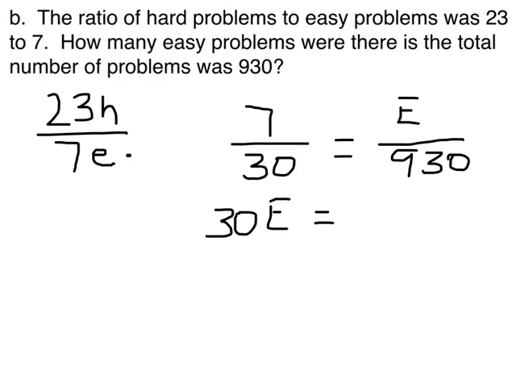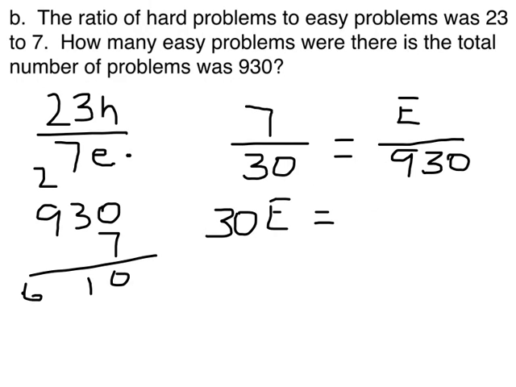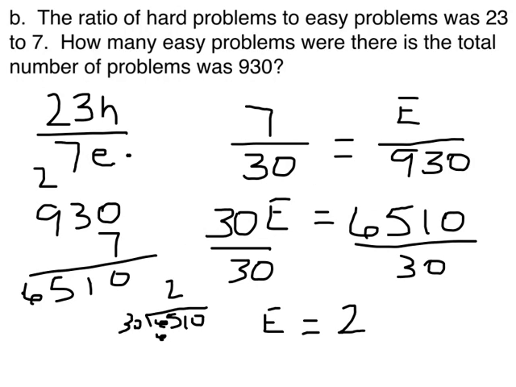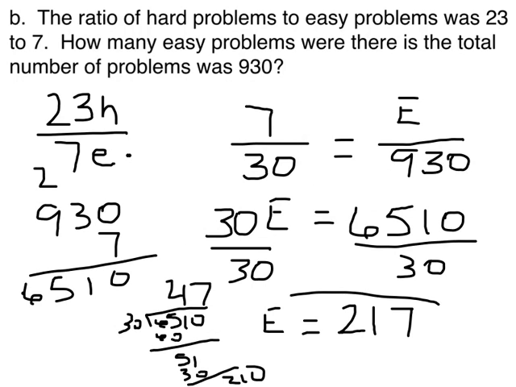So 30E equals 930 times 7, which is 6,510. We're going to divide that by 30. And E is equal to, 30 will go into 65 two times. That's 60. 30 into 51, it'll go one time. 30 into 210, that's 7. So 217 would be my answer.